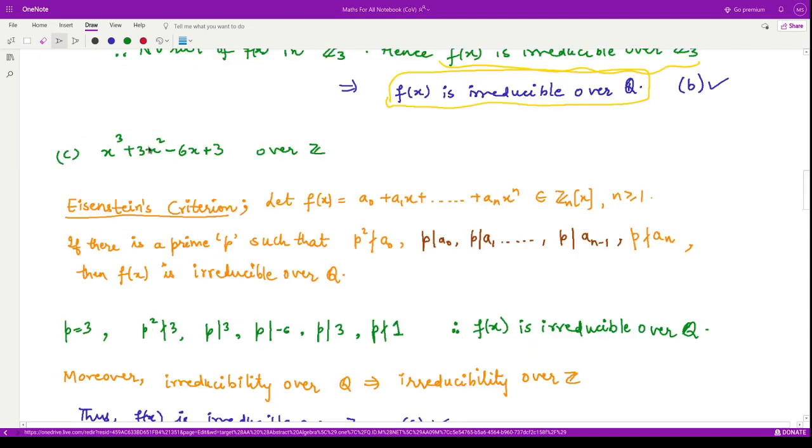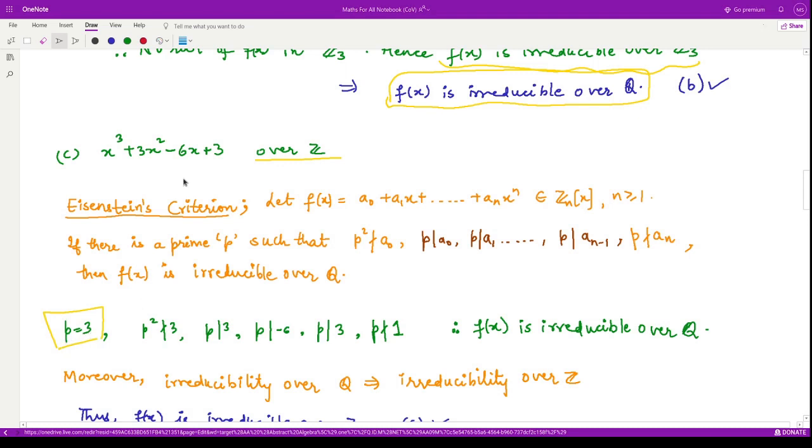Yes, we have a polynomial of degree 3 over Z, right? So we can apply Eisenstein's criterion over here. All the coefficients are integers, right? So we can find a prime number p such that all these conditions are satisfied. By hit and trial method, you will see p is equal to 3 satisfies all these.